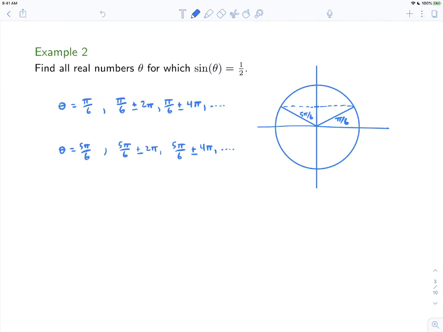list like this? The way that we do it is we introduce a parameter. Usually we use k. K is any integer. So the idea is that we would write that theta can be equal to pi over 6 plus 2k times pi, where k is an integer.